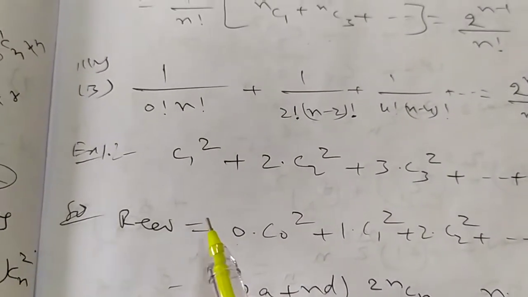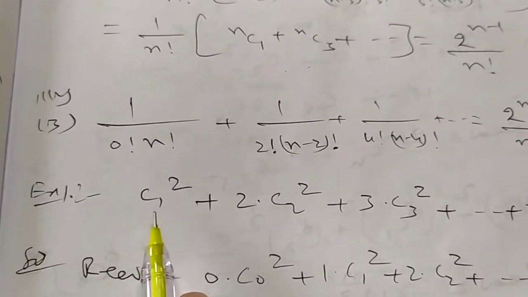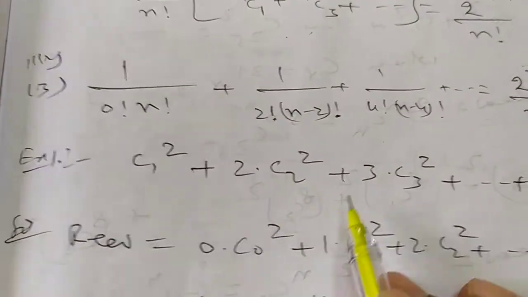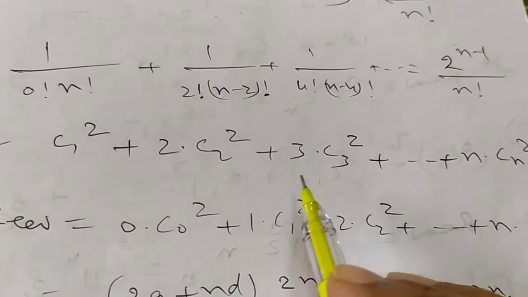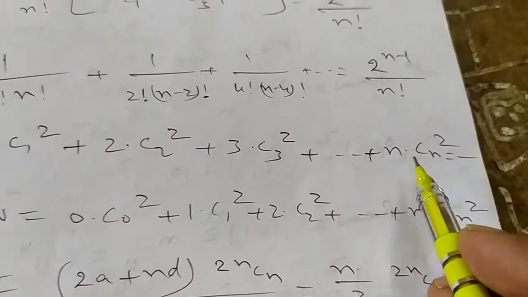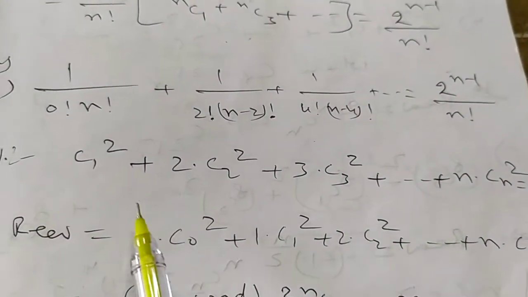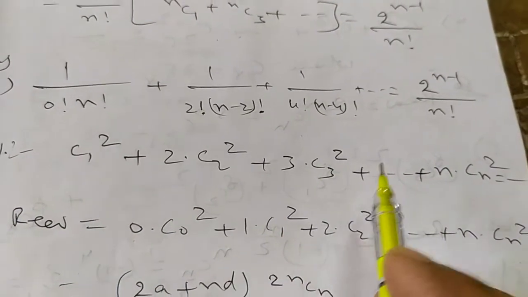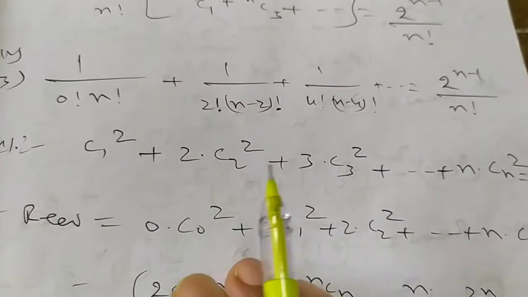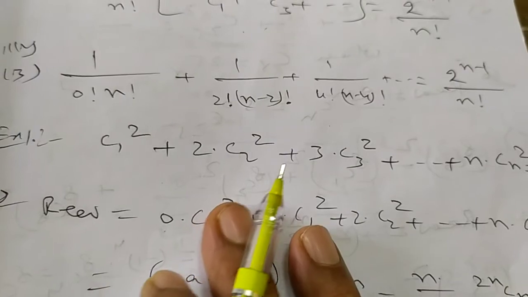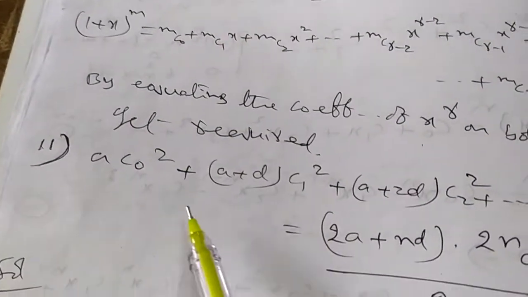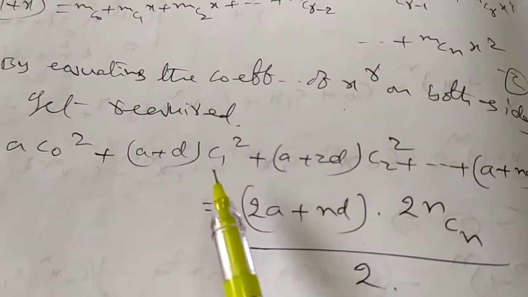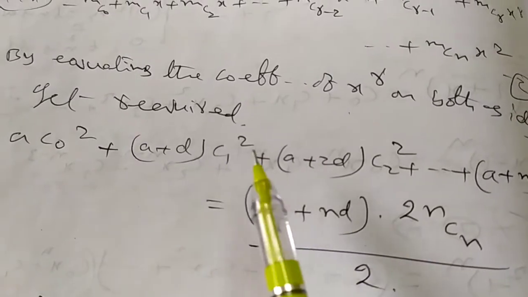Today I am going to explain problems related to yesterday's concept. See the first one: the value of c1 square plus 2c2 square plus 3c3 square and so on plus ncn square. By observing the coefficients of c1 square, c2 square, c3 square, they are 1, 2, 3, 4 and so on, in AP. So there is a formula when coefficients are in AP. See yesterday's formula: a into c naught square plus a plus d c1 square, where coefficients are in AP and contain squares of binomial coefficients.